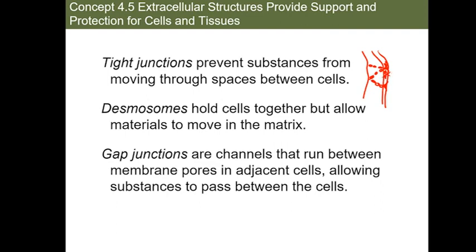The desmosomes hold cells together but allow materials to move through the matrix. So these have room. And then the gap junctions are channels that run between membrane pores in adjacent cells, allowing substances to pass between the cells. So these are more like tubes that go through.